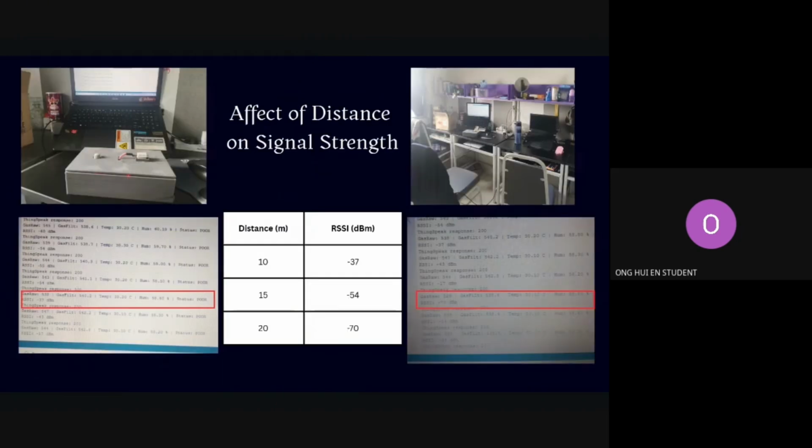The diagram for the effect of distance on signal strength: when the Wi-Fi is close to the microcontroller, the RSSI is negative 37 dBm, at about 10 meters. And when it is 15 meters, it goes to negative 54. And when it is far away from the microcontroller, maybe 20 meters, it shows negative 70 dBm.